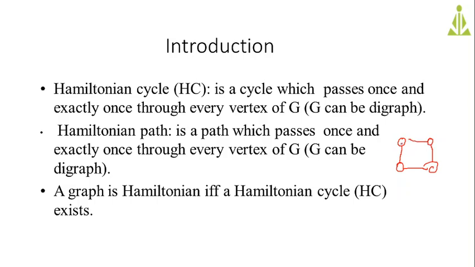We say this is a Hamilton cycle if it starts from 1 and ends with 1 only. Here, what is a path? 1 to 2, 2 to 3, 3 to 4 and back to 1, starting from 1 and ending with 1. So this is called a Hamilton path. A graph is Hamiltonian if and only if a Hamilton cycle exists. When we can make a cycle, only then do we get the Hamilton path, and we can say it is a Hamilton graph.